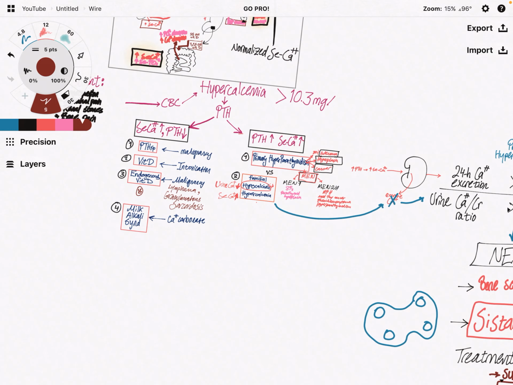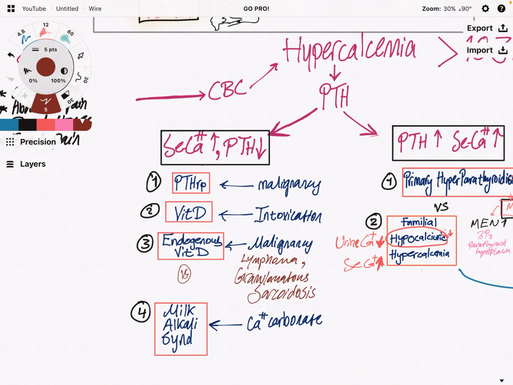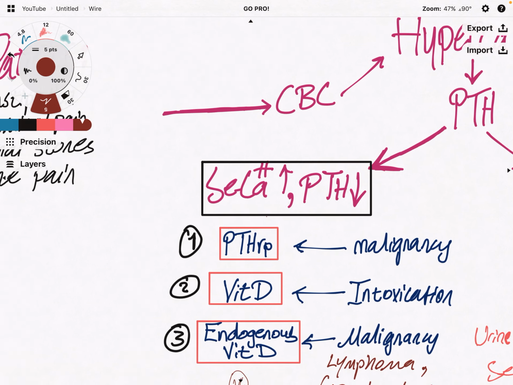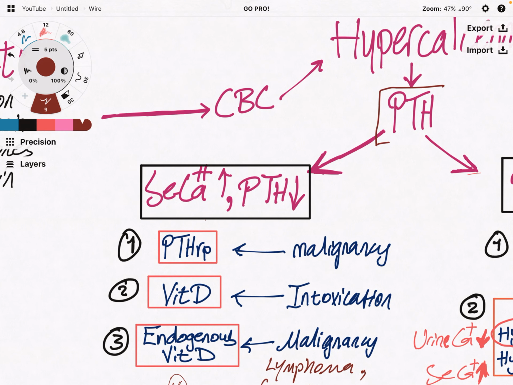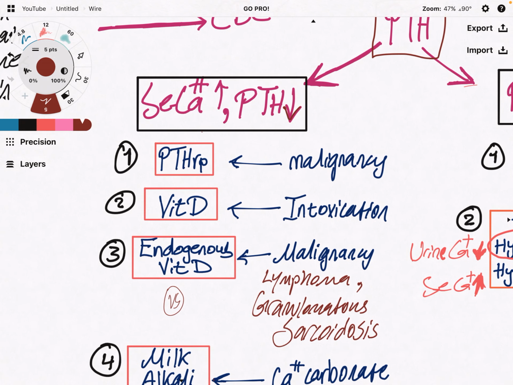Okay, so now let's move to the other part of the chart here. Let's say a patient who has hypercalcemia is presenting with constipation, abdominal pain, renal stones, and some bone pain. And when we measured the parathyroid hormone, we found that it is actually low, but the calcium level is still high. So what is the differential diagnosis?